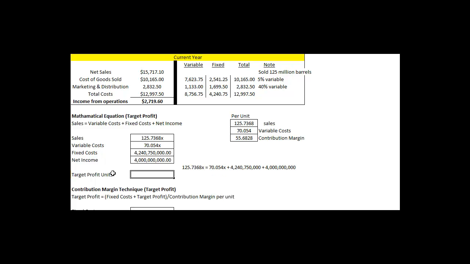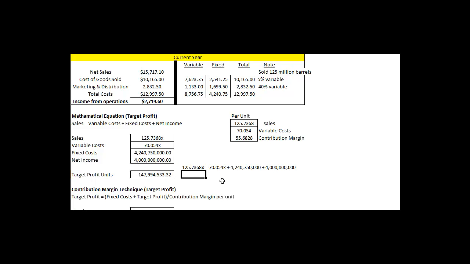We do the math, and by getting the X on one side, with all the algebra, it works out to this. We need to sell 147, almost 148 million barrels of beer to hit a $4 billion profit. That's substantially more than break even, but that's expected to hit such a huge profit.